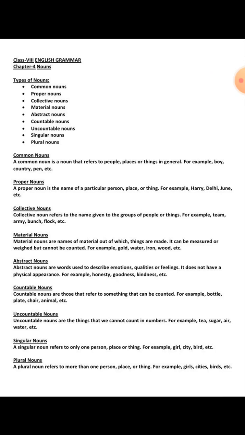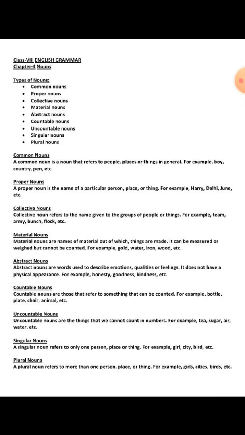Material nouns. Material nouns are names of material out of which things are made. So this is clear. It can be measured or weighed but cannot be counted. That means in material nouns you cannot count these in numbers. Alright. Although you can measure them or weigh them.